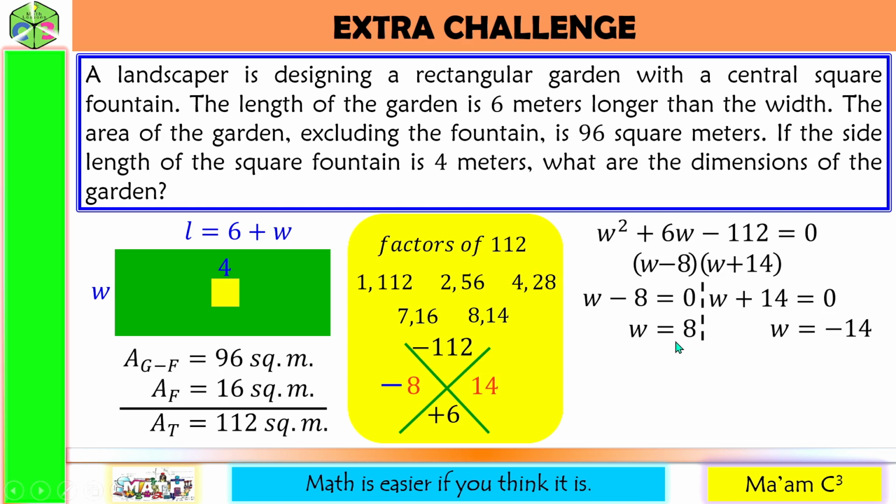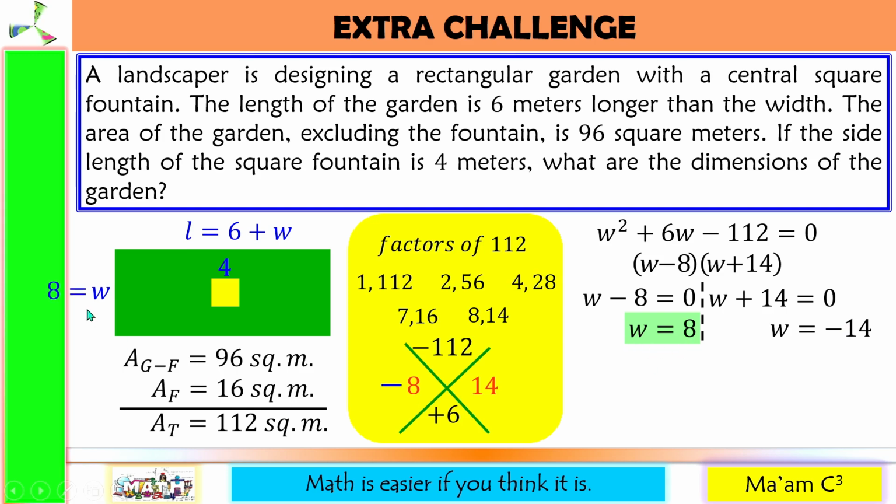So which among these two are we going to choose? W is equal to 8 and W equals negative 14. We will choose W equals 8. Why, ma'am? Because we cannot have a negative width. There is no such thing as negative distance. So our width is equal to 8.